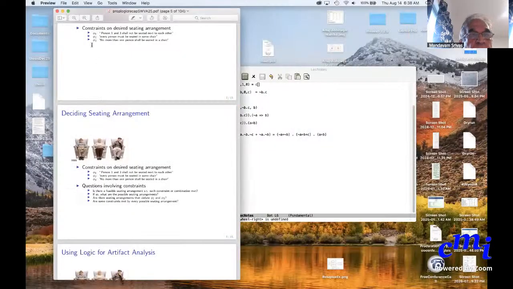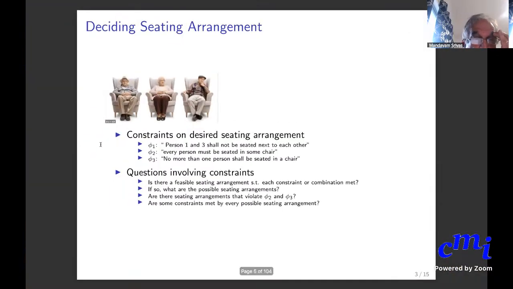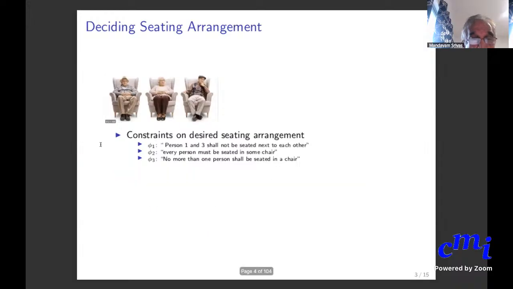Sir, the screen is not showing. Okay, okay. Whenever I do this, okay. So here are the constraints.